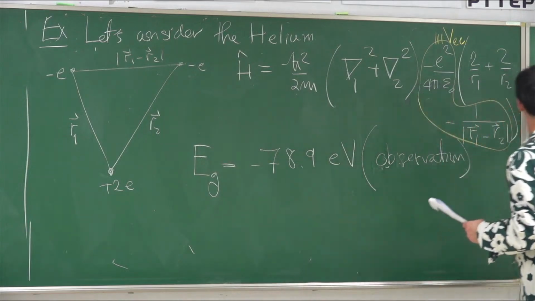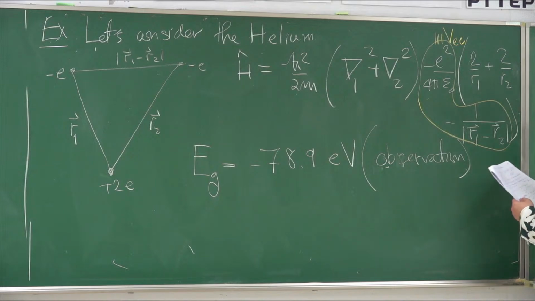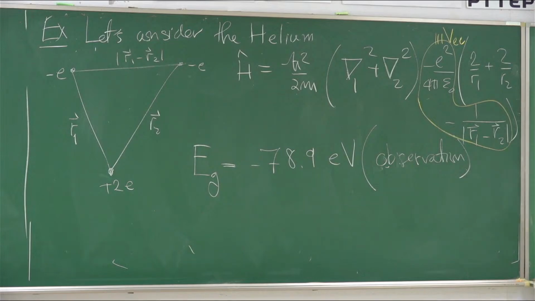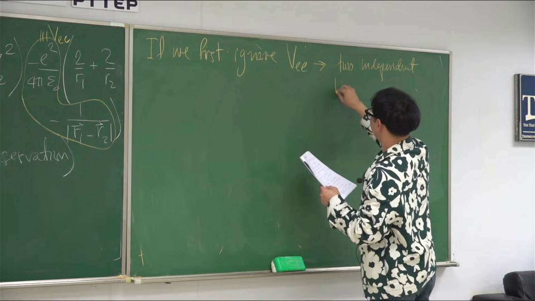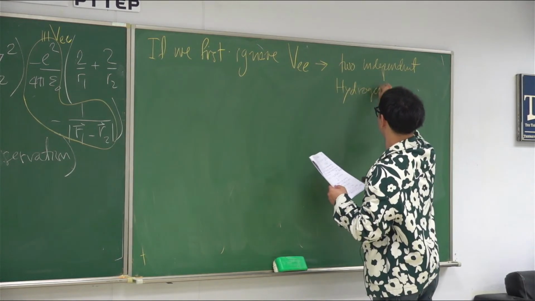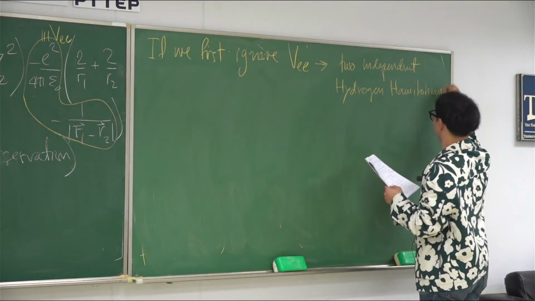So if we first ignore this term, you're going to get two independent hydrogen Hamiltonians. Right.